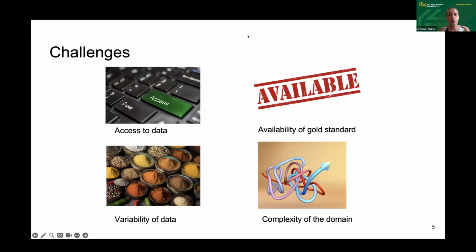I'll focus on four challenges to getting to the information in the narratives, so that we can prepare them for downstream use. First is access. Second is availability of gold standard. And then I'll talk about two challenges related to the nature of the data: variability and complexity. Let me start from the beginning, and this is about access to data.